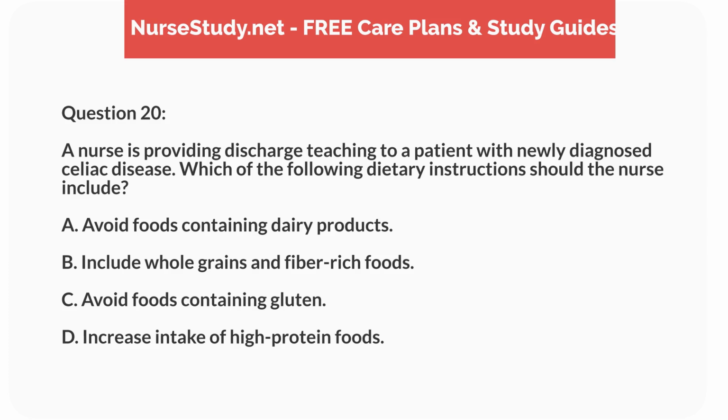Question 20. A nurse is providing discharge teaching to a patient with newly diagnosed celiac disease. Which of the following dietary instructions should the nurse include? A. Avoid foods containing dairy products. B. Include whole grains and fiber-rich foods. C. Avoid foods containing gluten. D. Increase intake of high-protein foods.